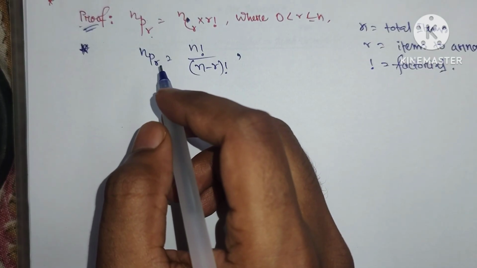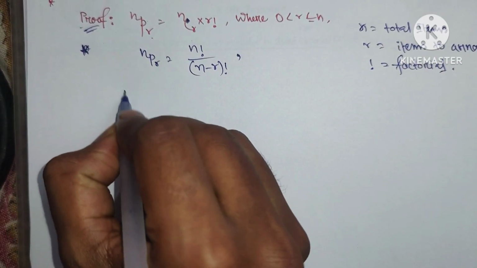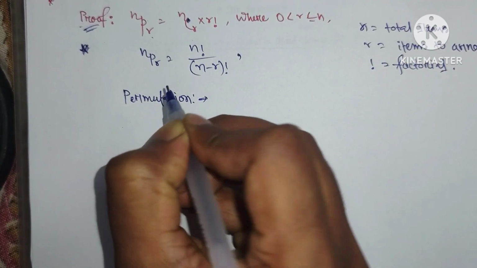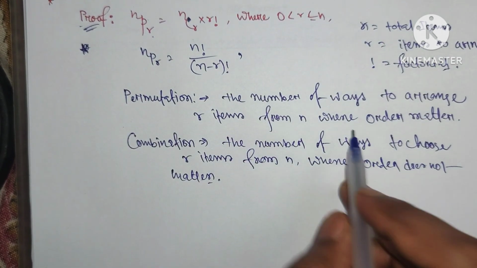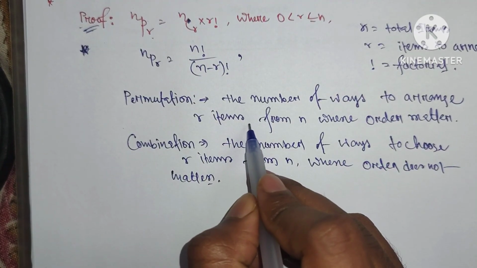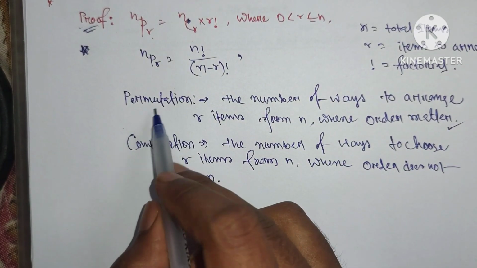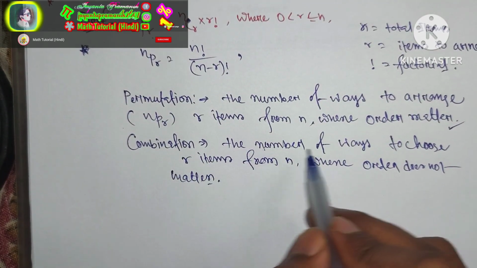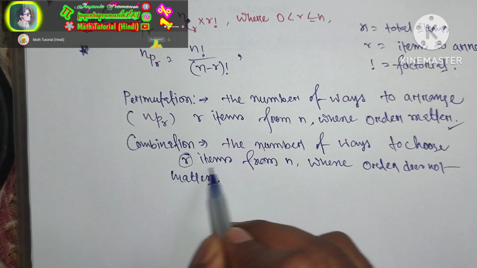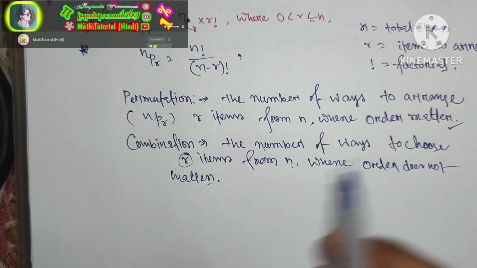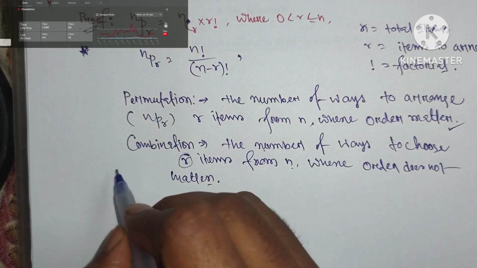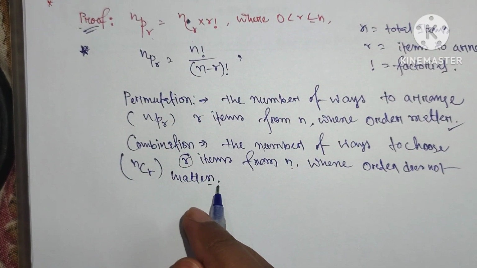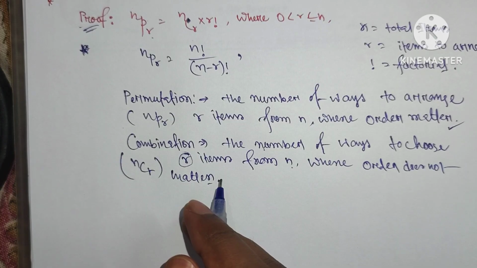Permutation is the number of ways to arrange r items from n where order matters. This is called permutation, that is basically nPr. And combination is the number of ways to choose r items from n where the order does not matter. Same but different: order matters or order does not matter. This defines nCr, okay. So right now we prove it step by step.